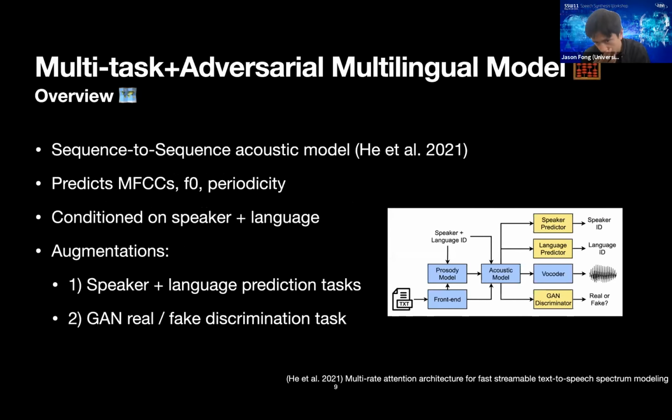So, an overview of our model. The model is a sequence-to-sequence acoustic model, and the prosody model also follows the exact same architecture. The acoustic model predicts MFCCs, F0 and periodicity features, which are fed into a vocoder. The acoustic model itself is conditioned on speaker and language, and that's also the same for the prosody model. And then what we add in our paper are these yellow boxes. We add a speaker predictor and a language predictor, and these both predict speaker and language. Then we add this GAN discriminator, and the GAN part and the multitask parts work together in tandem. I'll explain a little more about that later.